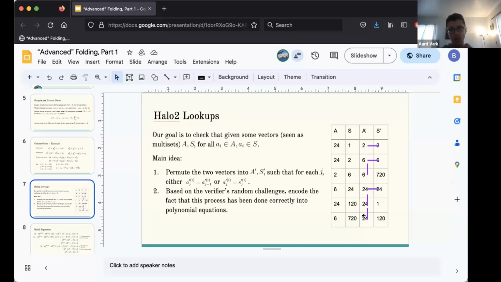So fine. What do you have to do to check a Halo lookup? Well, you have to check that A prime is a permutation of A, that S prime is a permutation of S, and then you have to check this condition that every element of A prime is either the same as the element of S prime or the same as the previous element of A prime. And once you know this, this is enough to prove the lookup condition because everything in A has to be something in S. Any questions?